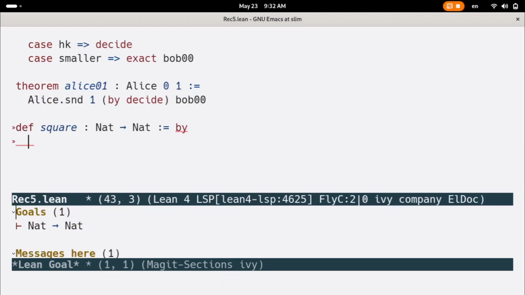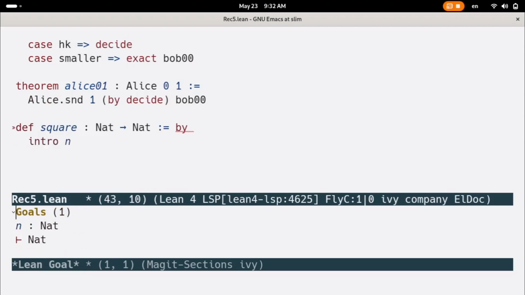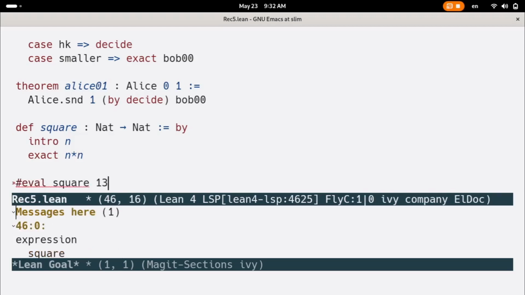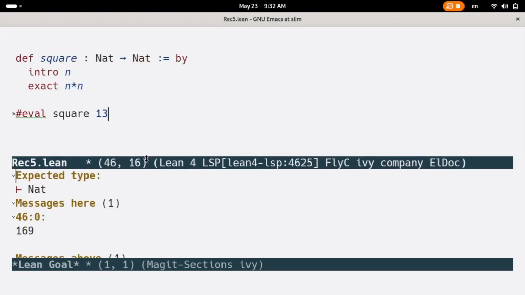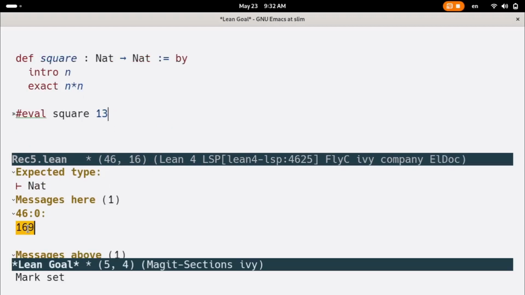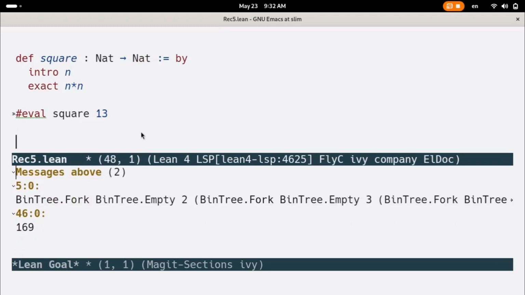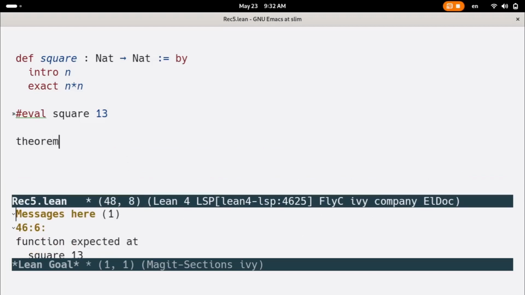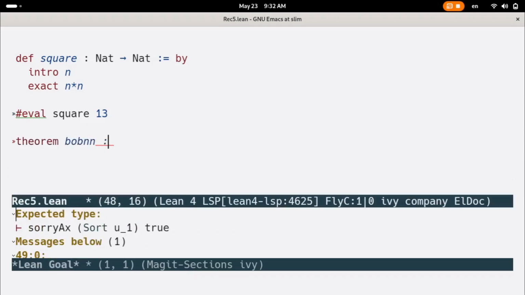We will define the function square from natural numbers to natural numbers in tactic mode. We introduce n, which is the argument of the function, and we say we have to return exactly n times n. If we evaluate square on 13, observe that we get the required output 169. This is the square function that we wrote earlier in term mode, but now I have written it in tactic mode.